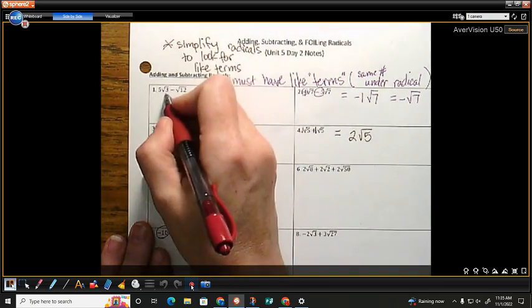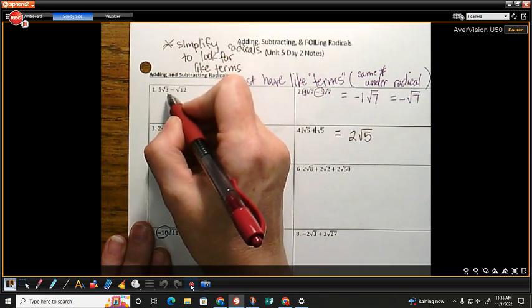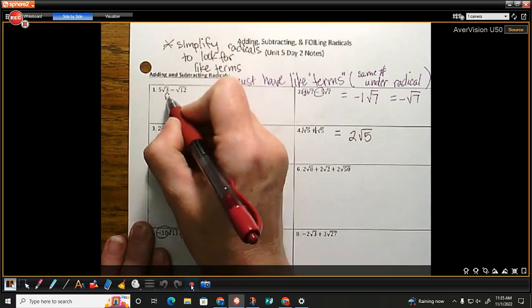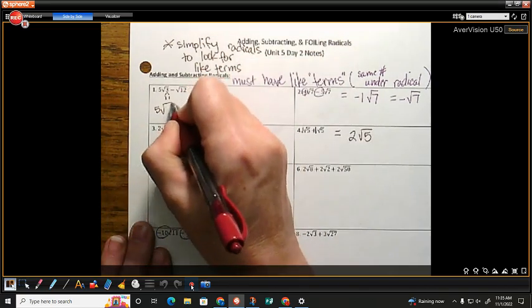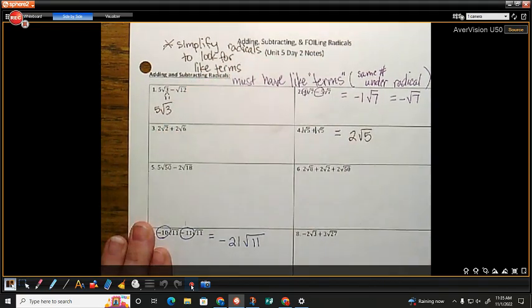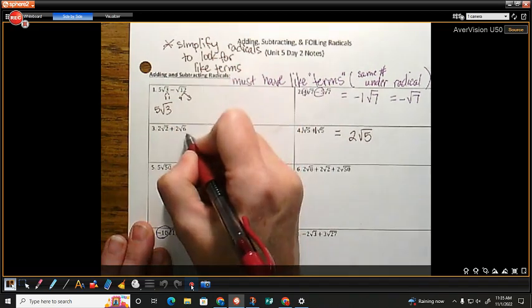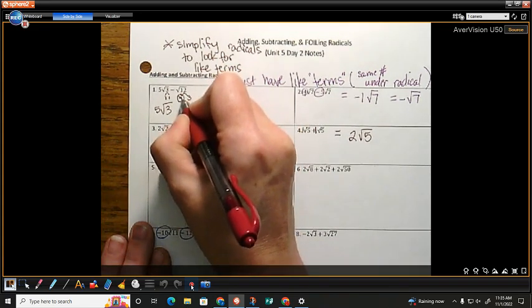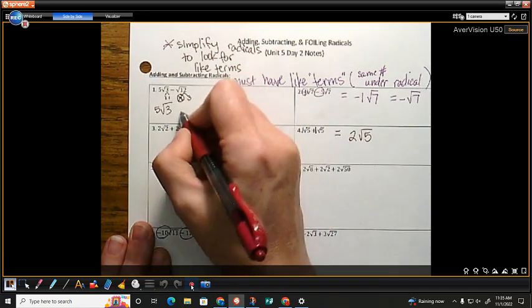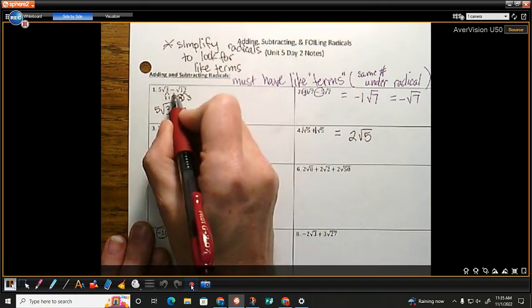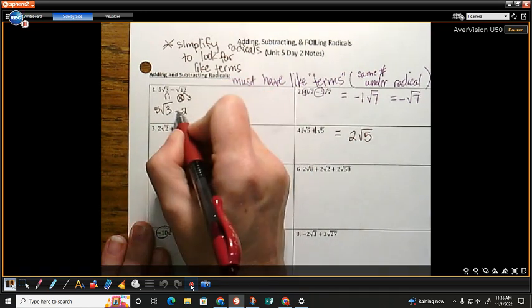So you go down here and you go, okay, is this radical 3 as simple as it gets? Let's see, 3 is 3 times 1. Yep, that's as simple as it gets. So you've got 5 root 3. What about this 12? You have a 4 in there. That's a 4 and a 3. Oh, so the 4 is a perfect square. What comes out? 2. But notice how there was a minus between these radicals, so I'm going to put a minus in front of that.